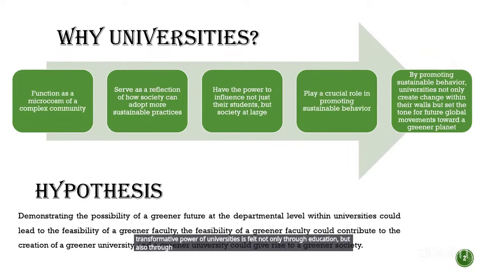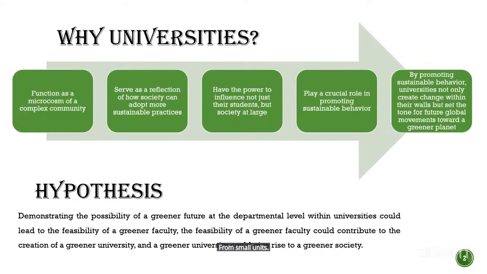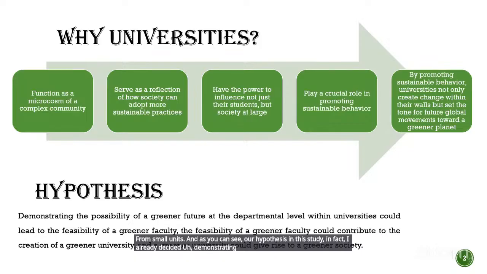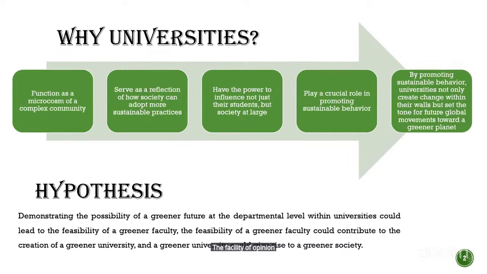Why universities? Because in sustainability movements, the transformative power of universities is felt not only through education, but also through being role models. With this project, we investigated how this chain transformation at the university level could be possible, starting from small units. Our hypothesis is that demonstrating the possibility of a green future at the department level within universities could lead to the feasibility of a green faculty. The feasibility of a green faculty could contribute to the creation of a greener university, and a greener university could give rise to a greener society.